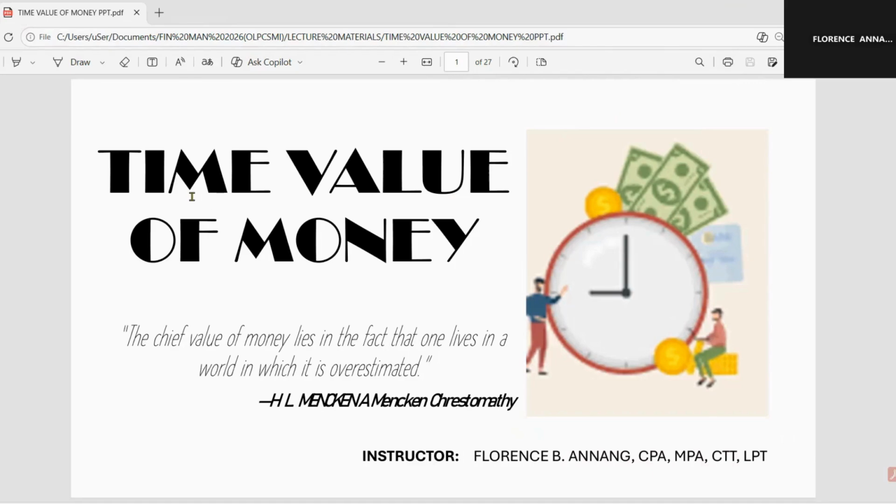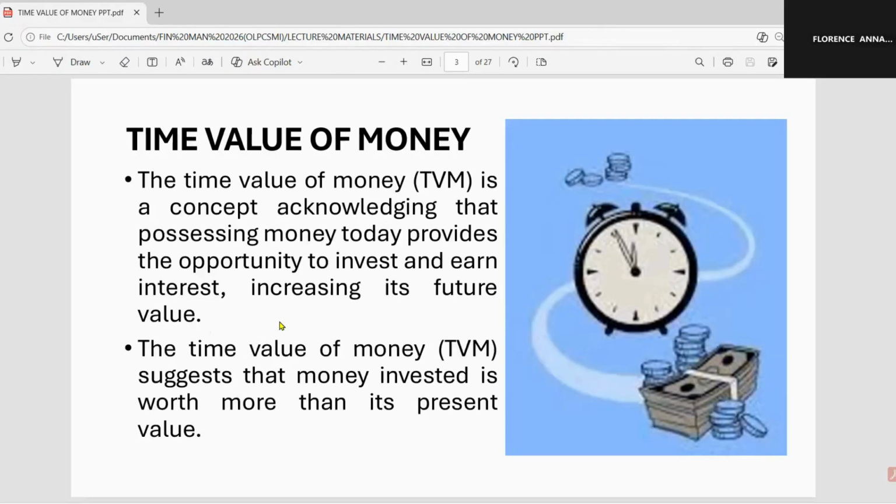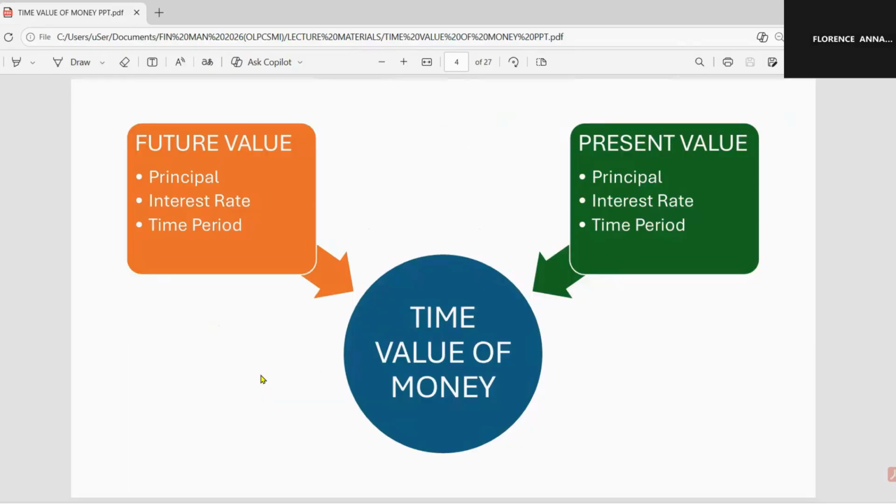So our topic for today is the time value of money. When we say time value of money, it is a concept acknowledging that possessing money today provides the opportunity to invest and earn interest, increasing its future value. The time value of money therefore suggests that money invested is worth more than its present value.